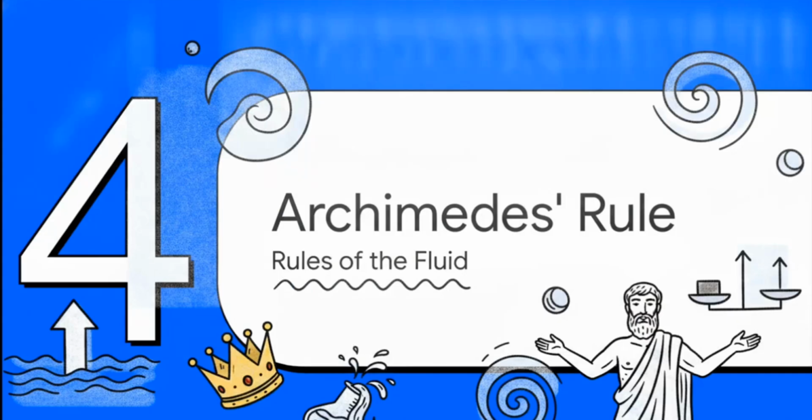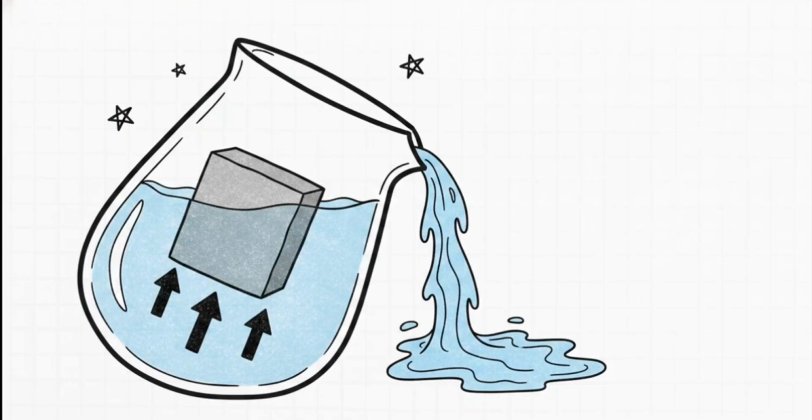Section 4, Archimedes and relative density. Let's look at the actual rules of the fluid. To figure out exactly how strong that upward push is, we use a famous ancient rule called Archimedes' principle. It states that the upward buoyant force hitting an object is perfectly equal to the weight of the fluid that the immersed object pushes out of the way. Think of it as a one-to-one trade. The weight of the displaced fluid literally becomes the exact strength of the upward push.